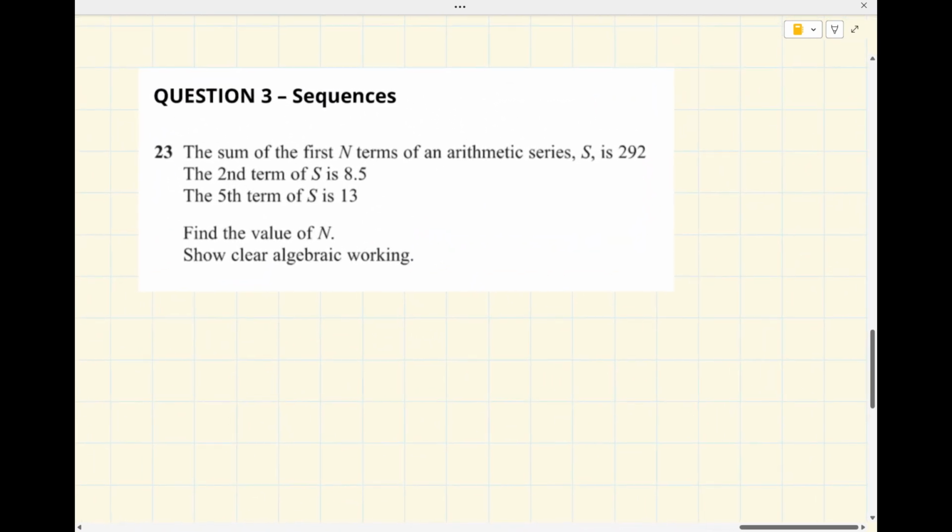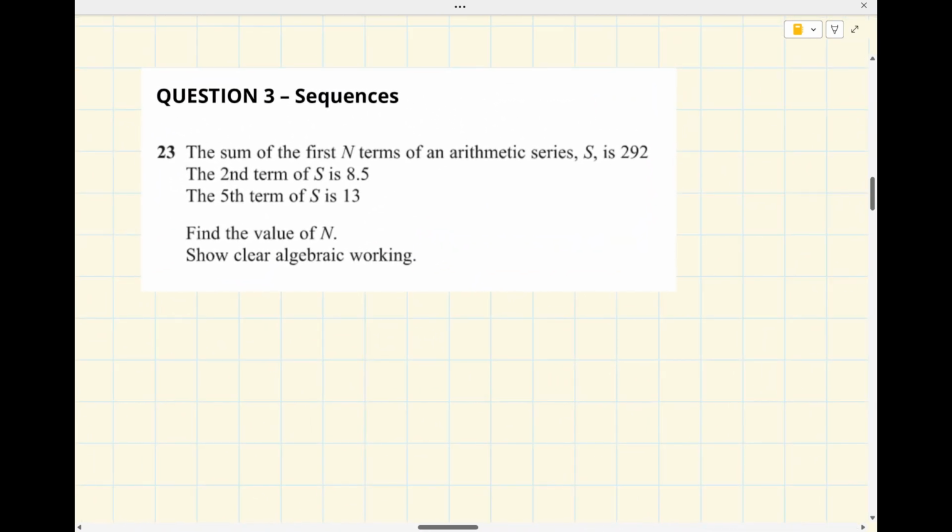Question 3, sequences. Now, this is a pretty classic grade 9 question. We're going to need to write a couple of equations and solve them simultaneously, and only then will we be able to answer the question. Only then will we be able to find the value of n. So how can we get a couple of equations from this wording here? Let's have a look.